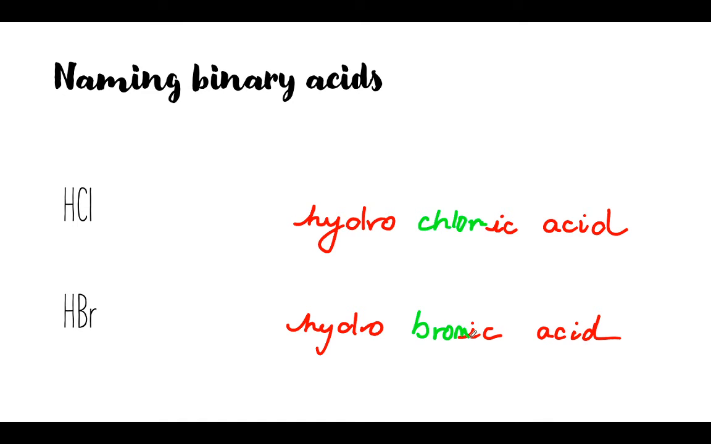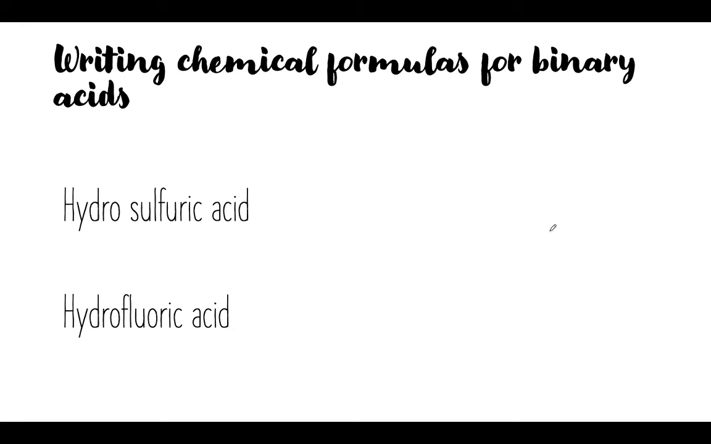And that's it. So anytime you have a hydrogen and a nonmetal, you are looking at a binary acid and you're naming it with the prefix hydro and the suffix ic acid. Let's do the opposite. So we're going to write chemical formulas for these binary acids.